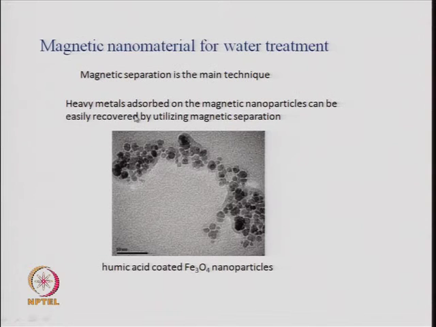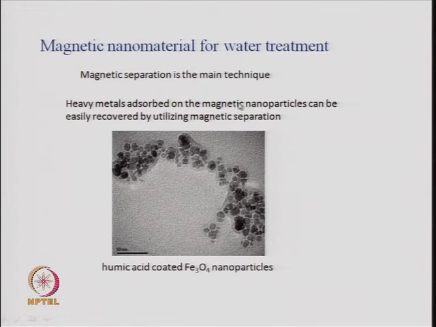In a controlled manner. So, here you see magnetic separation being applied so that you can remove waste material from water. Heavy metals are adsorbed on the magnetic particles and they can be easily removed if you apply a magnetic field. So, say you use magnetic nanoparticles like iron oxide and you use humic acid, which is available from natural sources, and humic acid is coated onto the iron oxide nanoparticles. So, you have iron oxide nanoparticles and on top of that you put humic acid, and then you put it in a solution which has some pollutants.